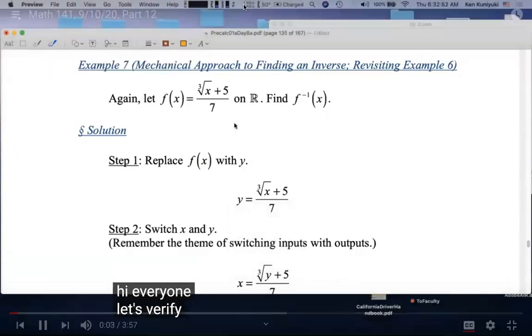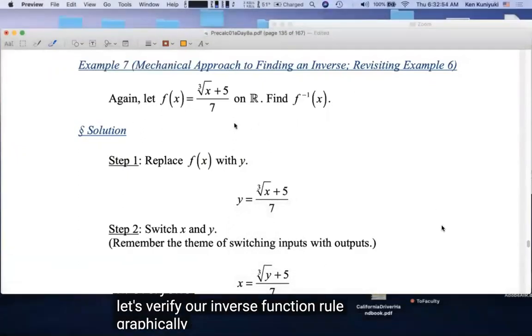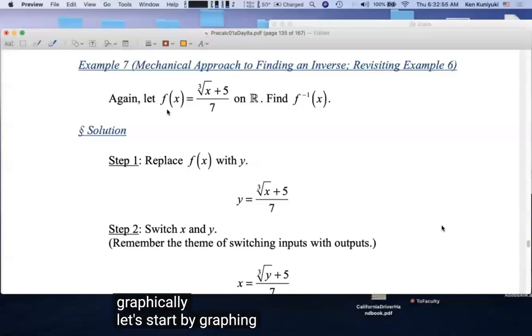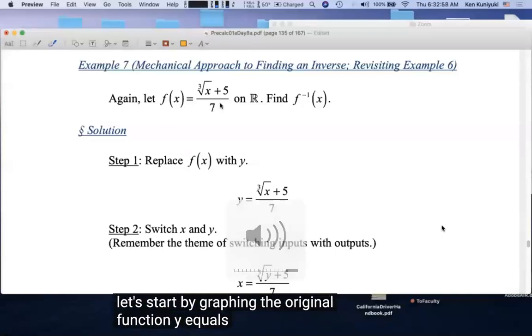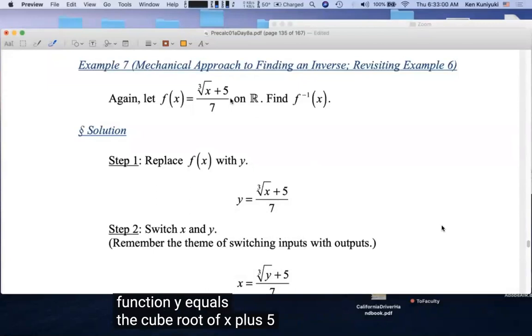Everyone, let's verify our inverse function rule graphically. Let's start by graphing the original function, y equals the cube root of x plus 5 all over 7.